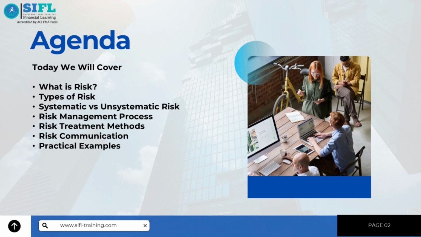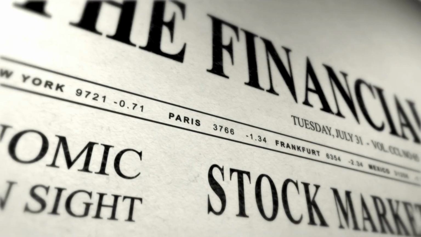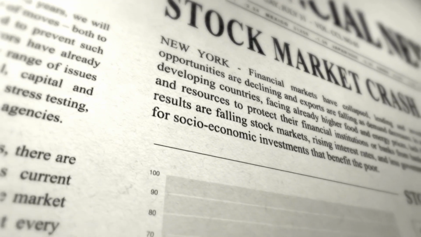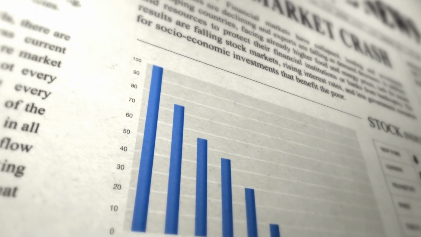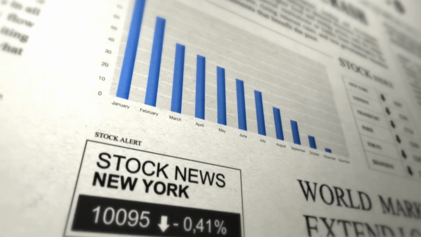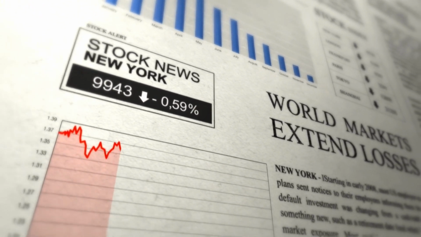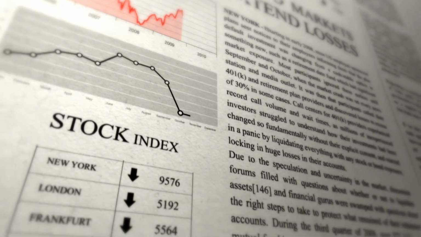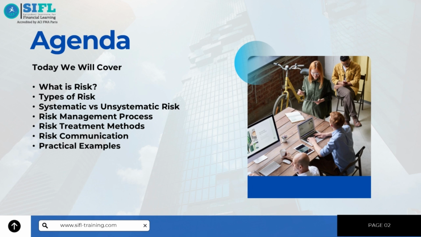In this session, we will proceed in a structured manner. We will begin by understanding what risk actually means in a financial and market context, not a generic definition, but how risk appears in real financial decisions. Next, we will look at the different types of risk faced by financial institutions with specific focus on systematic and unsystematic risk, and why this distinction matters for portfolio construction and risk control.